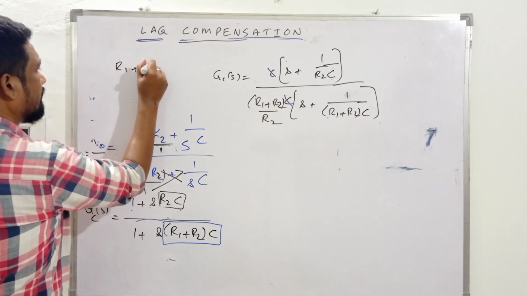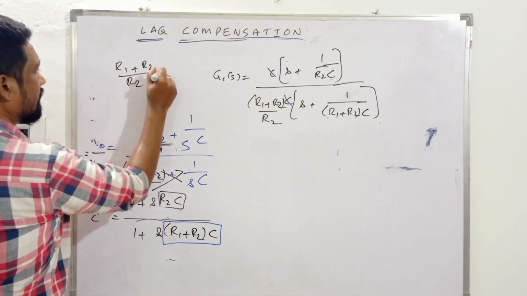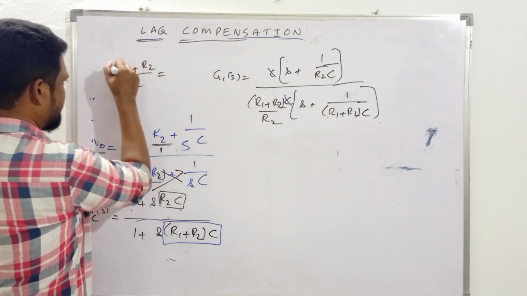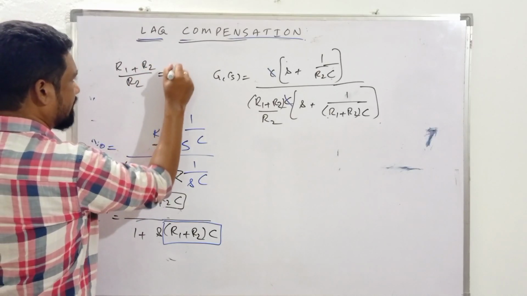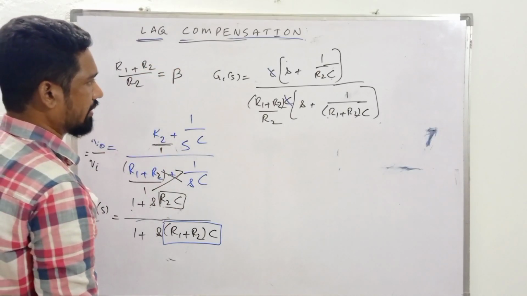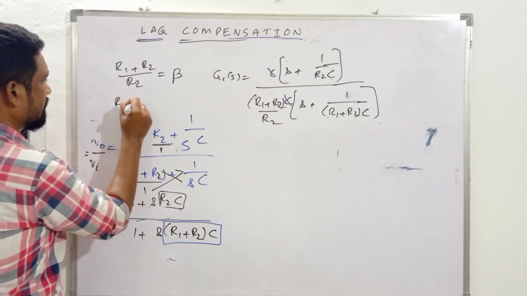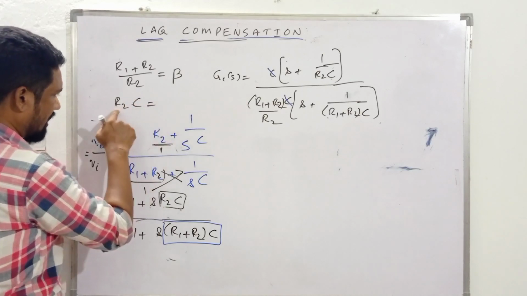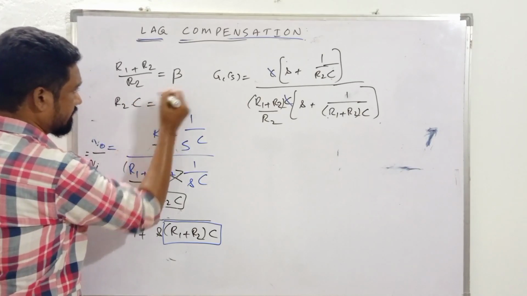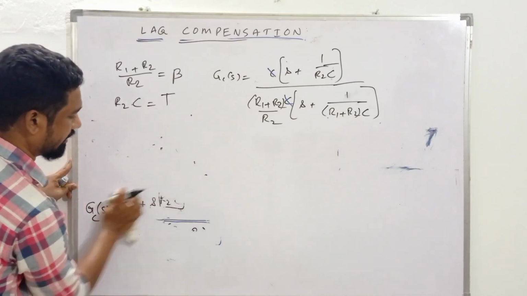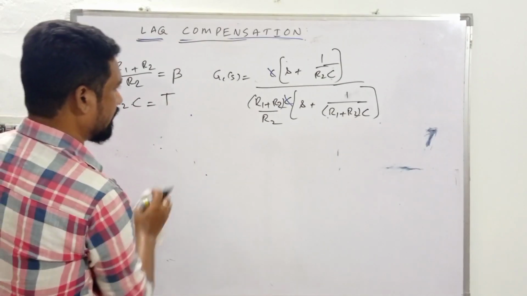R1 plus R2 by R2, which is equal to, let's give it some standard notation. Let this ratio, R1 plus R2 by R2, be beta, all right. And another simplification: R2 into C, let it be R into C, the time constant T, all right. Making these transformations and plugging in over there in that expression, what do we have? See, where do we have that beta?